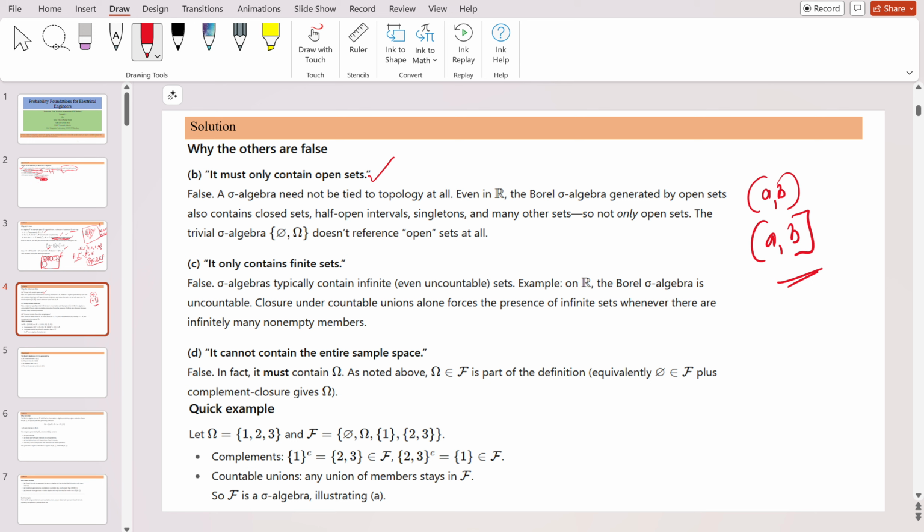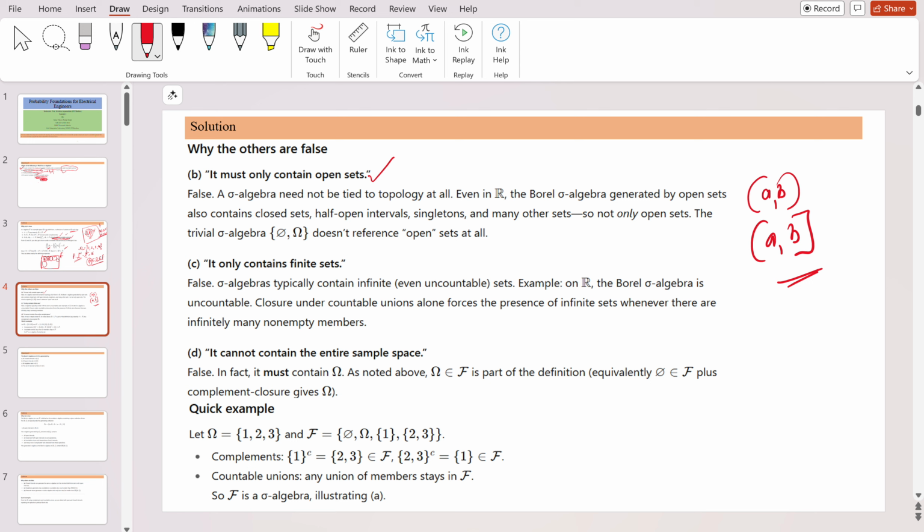Okay, why is option C actually incorrect, that it only contains the finite sets? False, because a sigma algebra can be infinite, even uncountable. The Borel sigma algebra is uncountable, and closure under countable union alone forces the presence of infinite sets whenever there are infinitely many non-empty members.